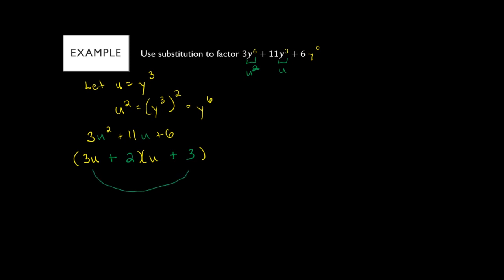So just to double check, I did 3u times u is 9u. So that gives me 9. 2 times u is 2. You add those, we get to 11. So that will give us our 11u. So I've just double checked that my numbers are getting to the middle number correctly. And then 2 times 3 gives me 6. So I've just double checked that.